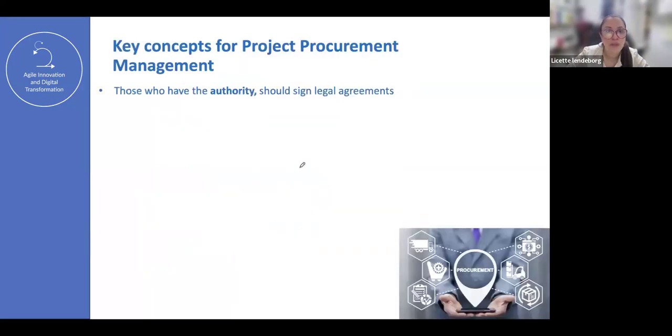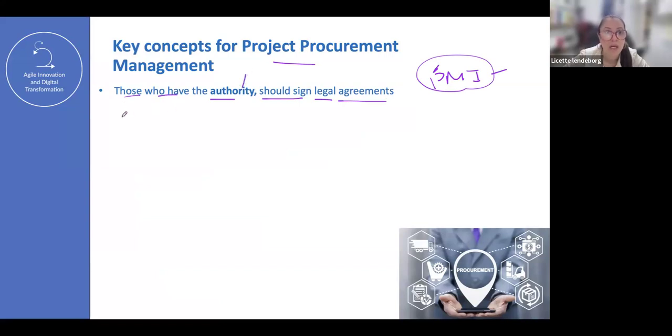All right. So key concepts of project procurement management. I'm going to read this page, and then I'm going to ask Ms. Jules next, and then Ms. Pamela. So be ready, Ms. Jules and Ms. Pamela, and then Ms. Larissa. All right, key concepts in procurement management. Number 1, the PMI, in order for us to pass the exam, establishes that those who have authority should sign legal agreements. Nobody else. So you need to have authority.